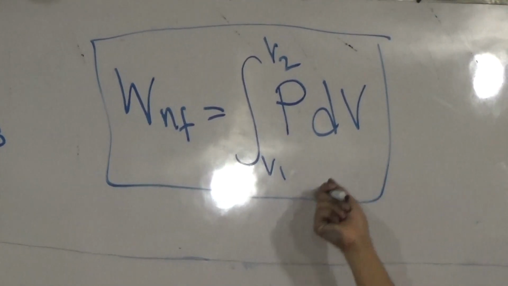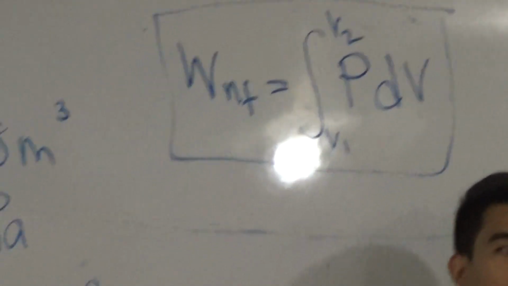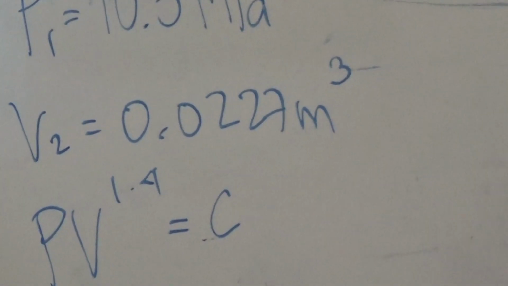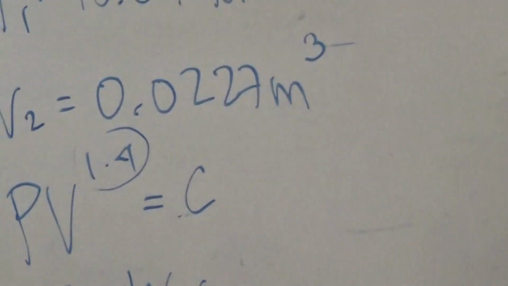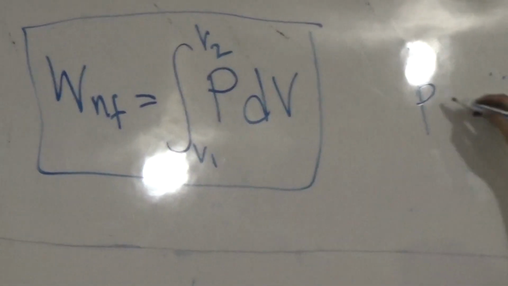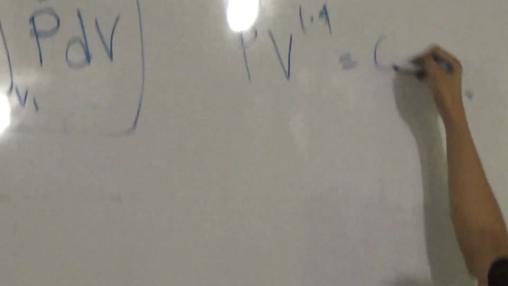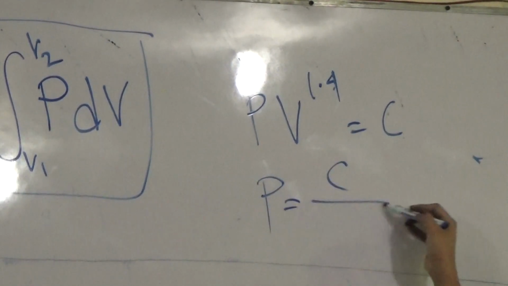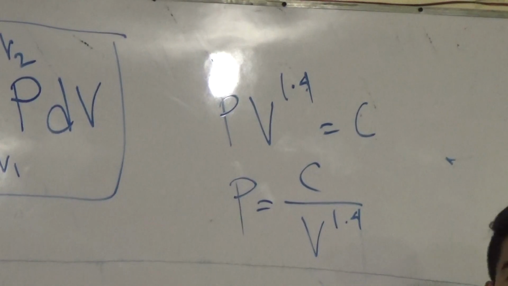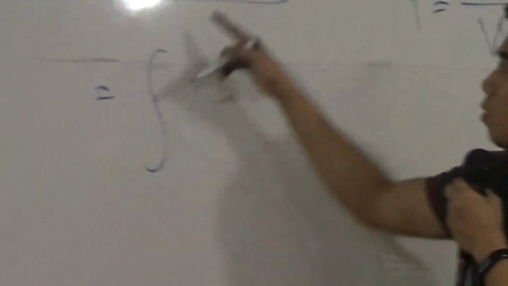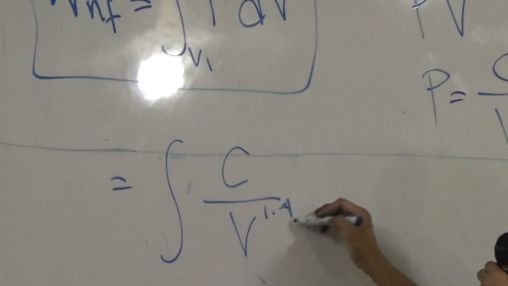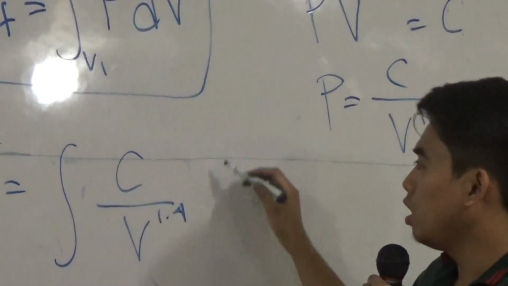Ngayon, i-adjust ko to para sa ganitong proseso. So, process natin is isentropic. PV^1.4 equivalent sa C. So, this is isentropic kasi this is K. Gamit yung formula na yan, kailangan ko ng P. Diba PV^1.4 equivalent sa C? So, kunin ko yung P. P is equivalent sa C over V raised to 1.4. So, makukuha ko na yan. So, integral na, what is P? C over V raised to 1.4, that is P, dV.